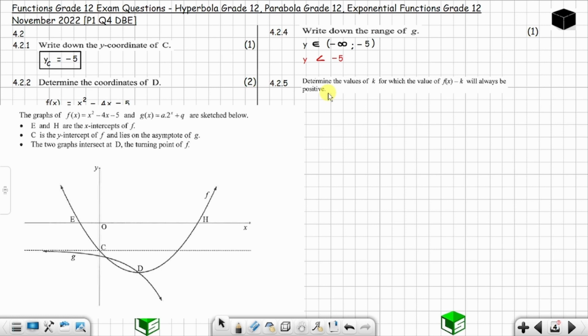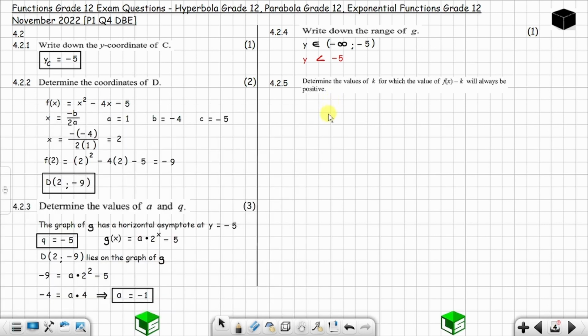There are many ways in which you can solve this question. I'm going to use the discriminant to solve this question. Let me show you that. Remember, we are dealing with a parabola. f of x is a parabola. You can use other methods, but for now, I'm going to use the discriminant to solve this question.